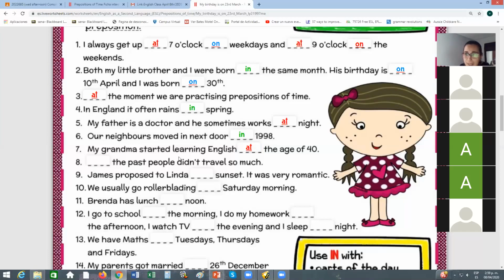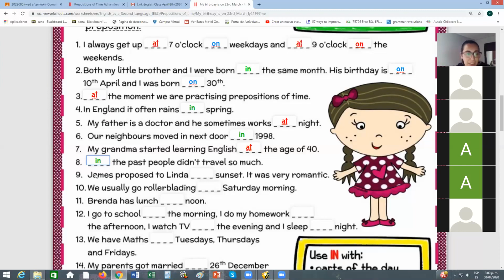Number 8. In the past, people didn't travel so much. The past. At the past? On the past? Is it specific? No. En el pasado. In the past, says Carlitos. Remember, in the past, in the present, in the future, no? The three.